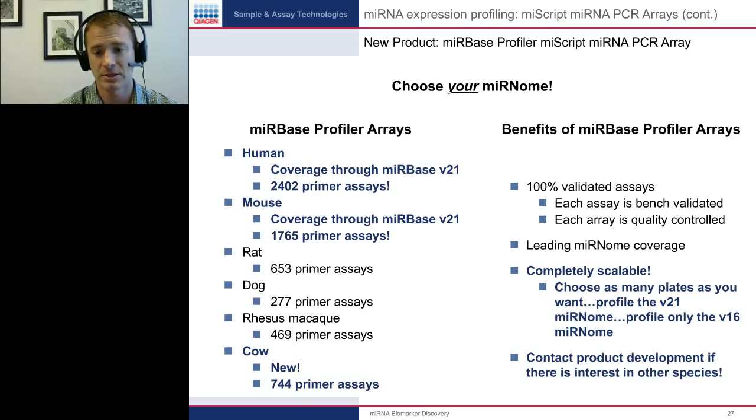And the best advantage to you is that the solution is completely scalable. You can choose as many plates as you want of what your question is that you want to answer and also how it fits in with your budget. So if you want to be on the cutting edge of discovery, you can profile the version 21 micronome. However, if you want to profile only the tried and true original microRNAs, you can choose to only profile the version 16 micronome and cut down your number of plates. So it's truly scalable based off of your type of experiment that you want to do.